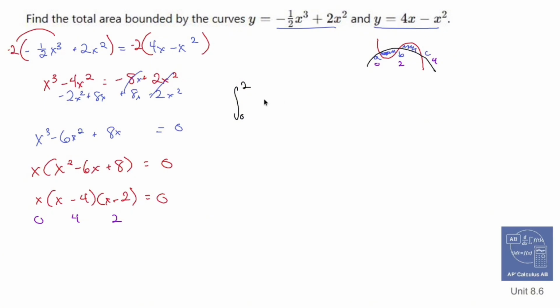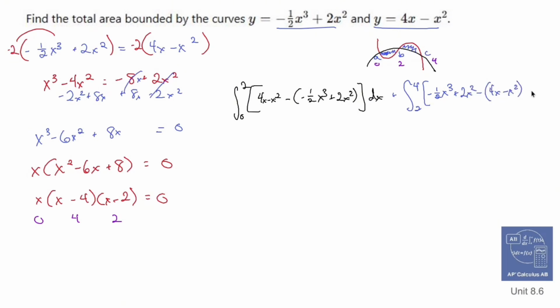So let's do the parabola. So 4x minus x squared minus negative 1/2 x cubed plus 2x squared dx. So let's set that up that way. The other one is going to be the integral from 2 to 4 of, let's go the opposite way, let's put the cubic first. So we've got negative 1/2 x cubed plus 2x squared minus parentheses 4x minus x squared, close it, dx, donezo.